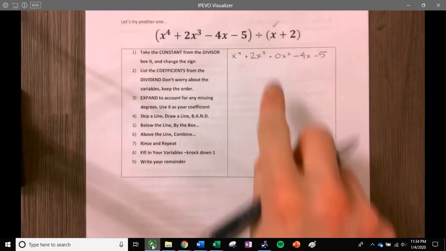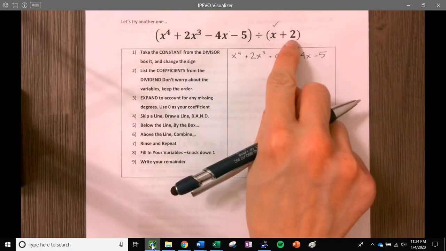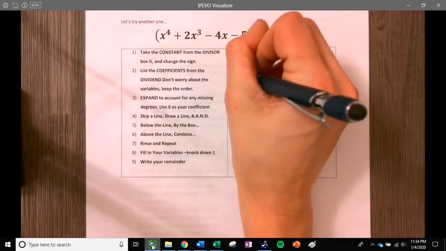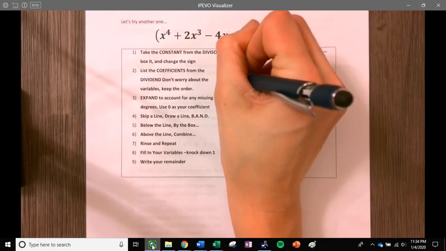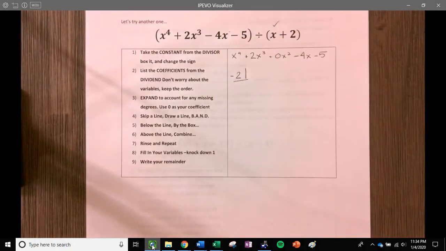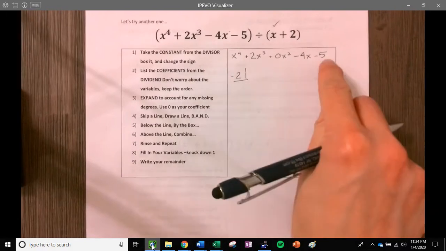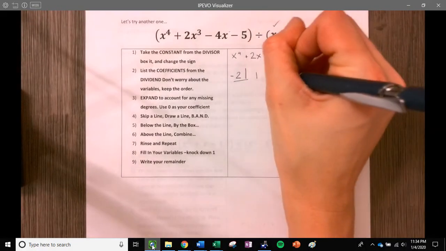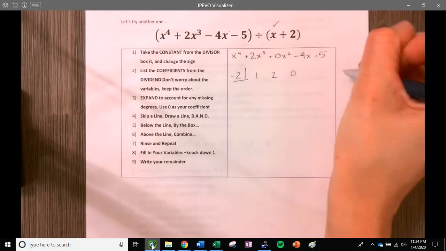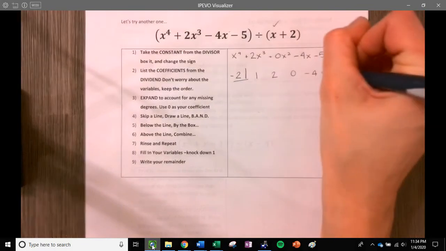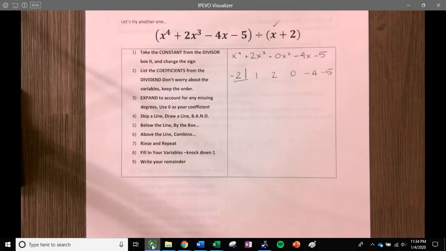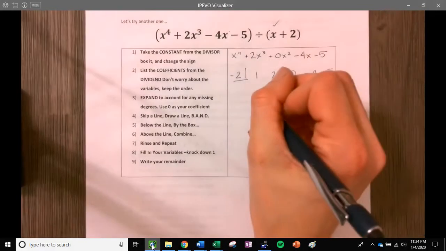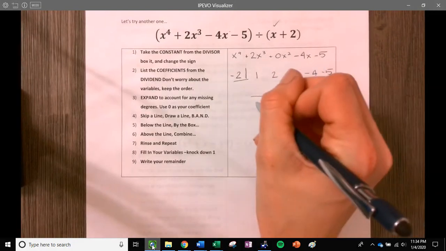Now I'm ready to go. I'm going to take my constant from my divisor. I'm going to box it, and I'm going to change the sign. So now I have a negative 2, and now I'm going to list out my coefficients. 1, 2, 0, negative 4, and negative 5. I'm going to skip a line, I'm going to draw a line, and I'm going to bring a number down.